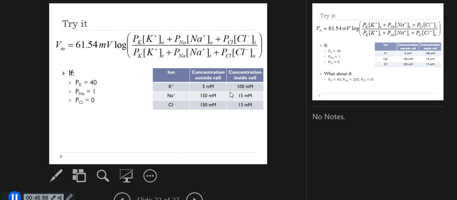Sweet. That sounds right. So here's the thing. This is cool, right? Look at what happens because of these permeabilities. You see how this number, the overall value, how this thing is really dominating the effect? And this is because potassium has high concentration inside and high permeability. That number right there is dominating everything else. So it's the permeability of potassium here that's allowing potassium to dominate.